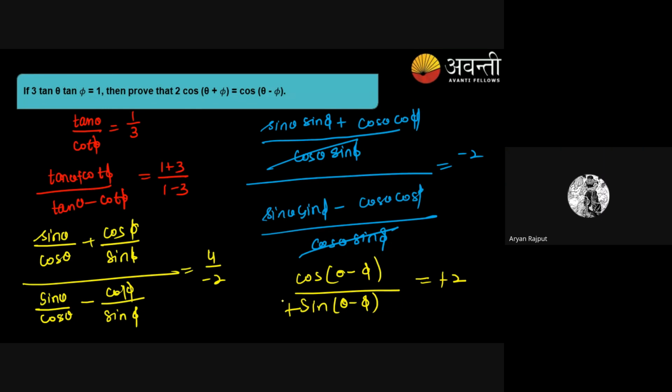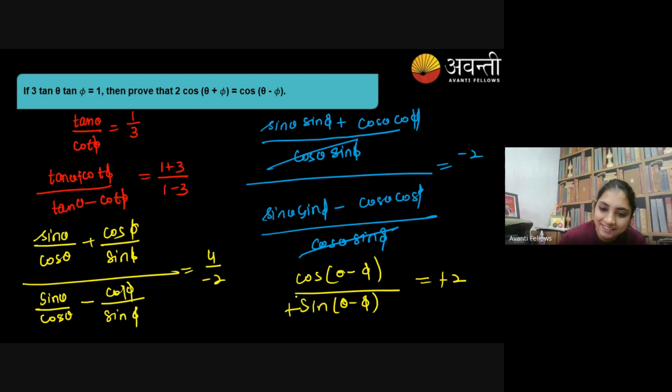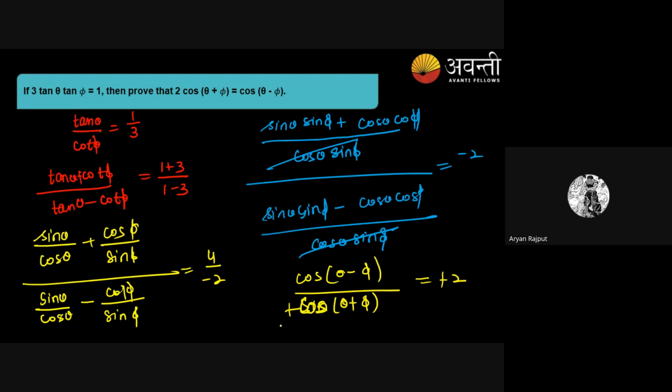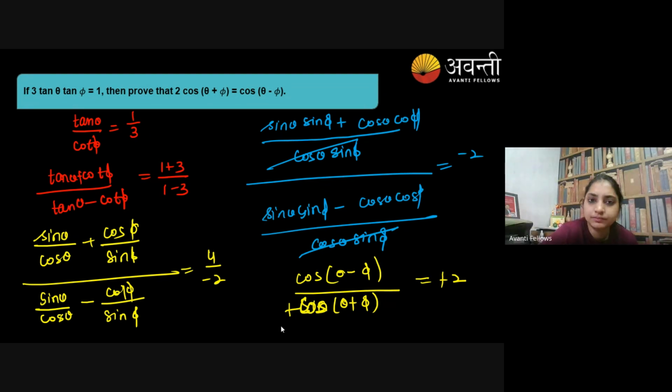Ma'am, in the denominator there is sine, ma'am, it will be cos. Yes, so it will be cos and the angle will be theta plus phi. Clear? Yes ma'am. Now it's clear to all.